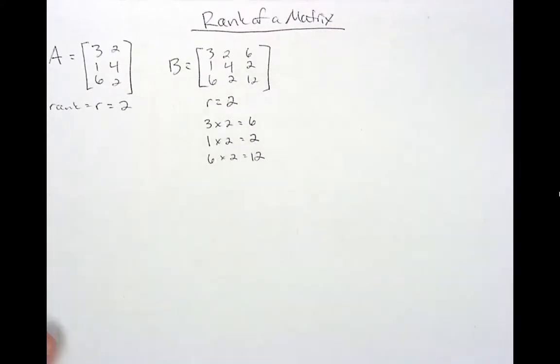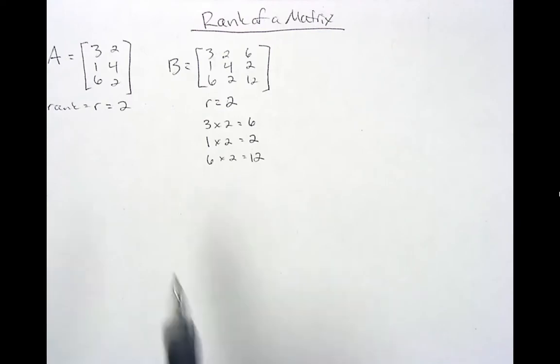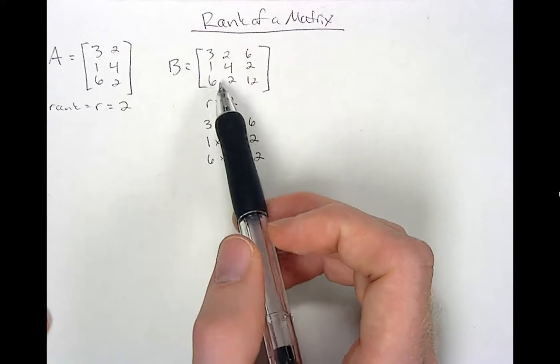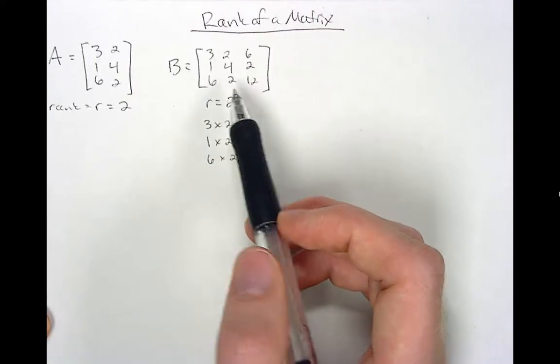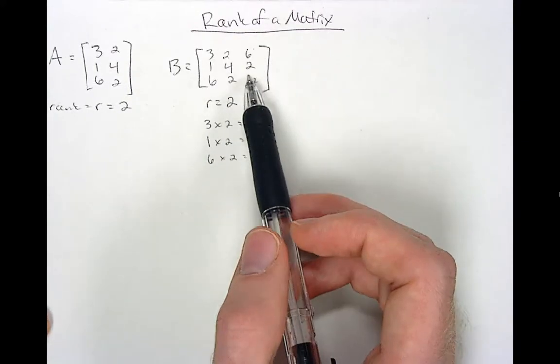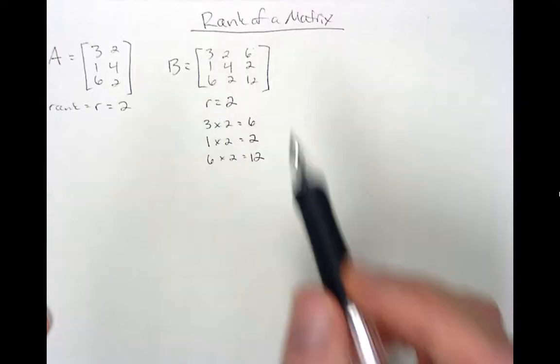So I guess what I should have said is that the third column of this matrix can be written as the first column multiplied by a constant. And because there is such a linear combination, our rank is just 2. Because you can get the third one from the first one.